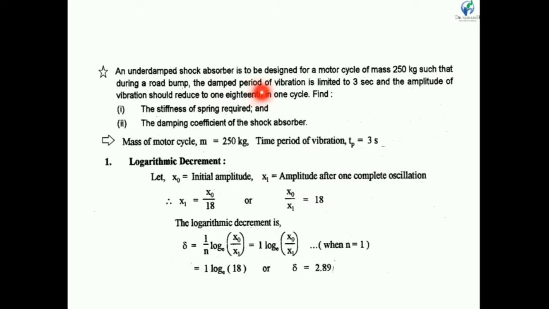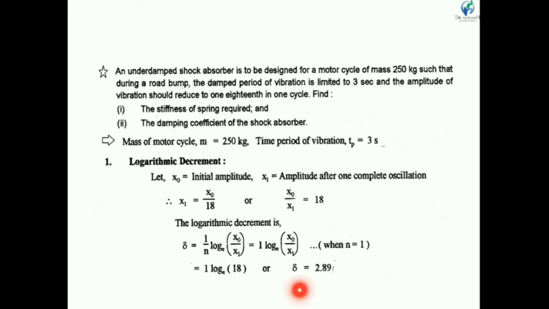The amplitude of vibration should be reduced to 1/18th in one cycle. That means the amplitude of the first cycle x1 is equal to the initial amplitude divided by 18. So we rewrite this equation: x0 upon x1 is equal to 18. So logarithmic decrement is given by delta is equal to 1 upon n into log x0 upon x1. Here n is equal to 1 cycle. So log x0 upon x1.